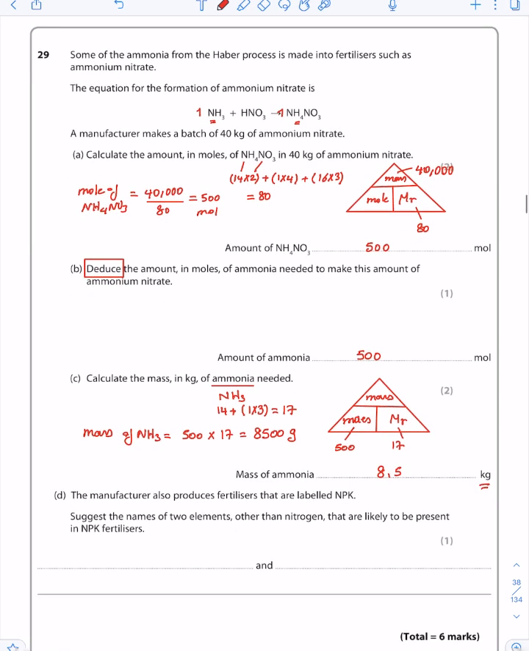The manufacturer also produces fertilizers that are labeled NPK.